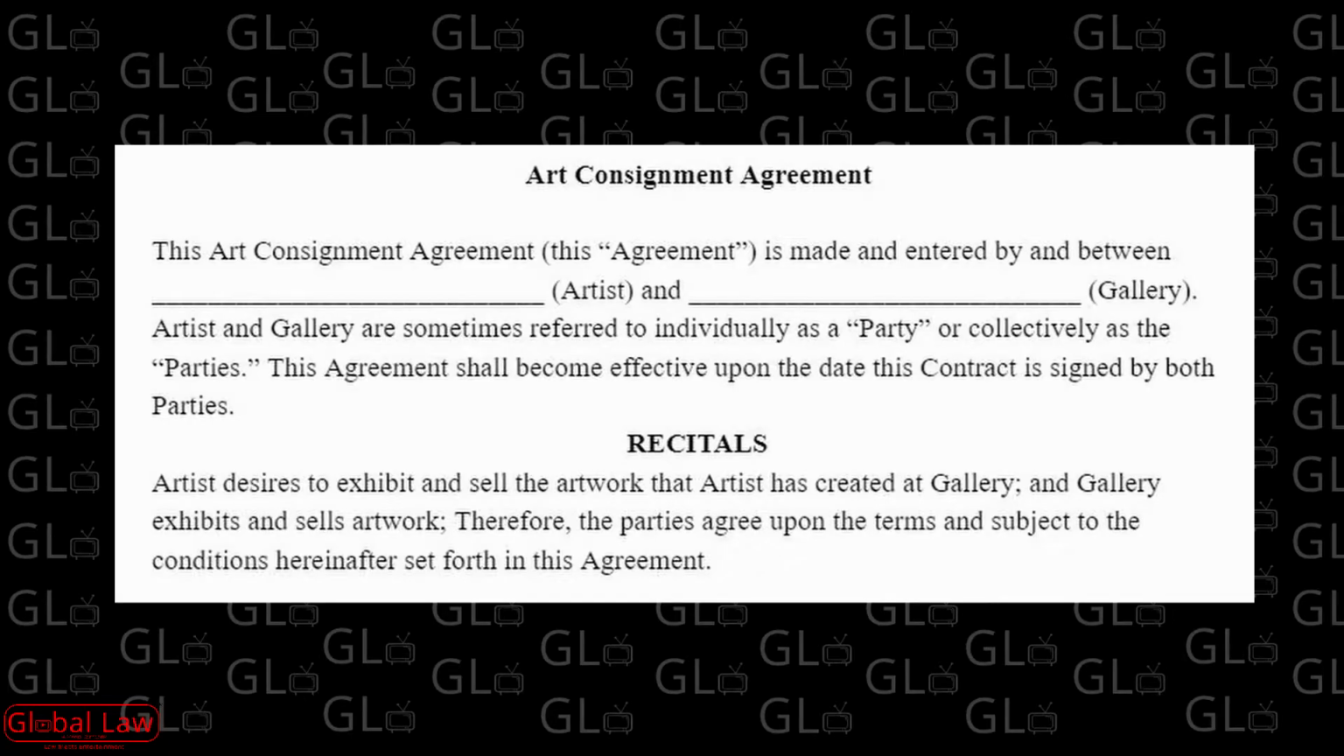It can be about this painter desires to place his art into this art gallery, and this art gallery desires to lease space to this renter. Or this person desires to act as an independent contractor for this services company, and this company desires to hire this person as an independent contractor. So it typically quickly explains what this contract is about.